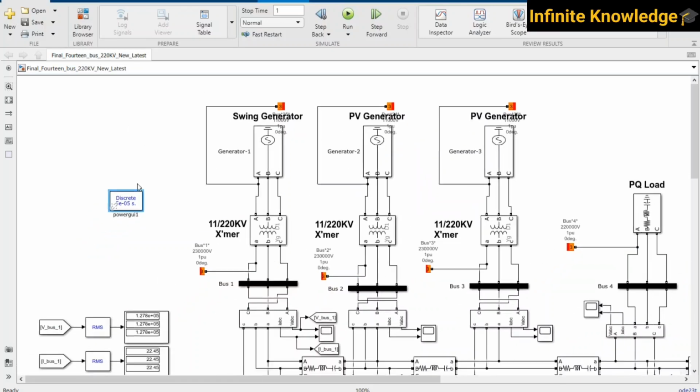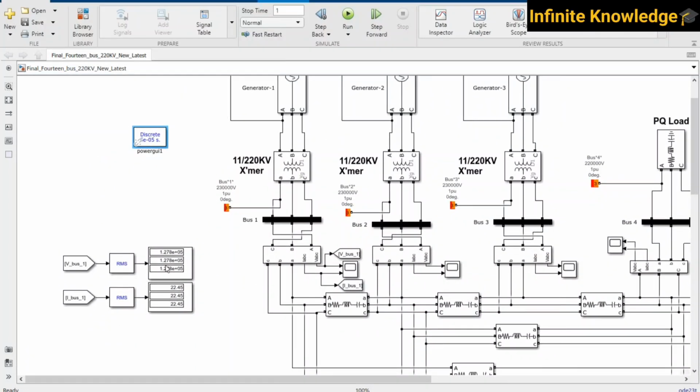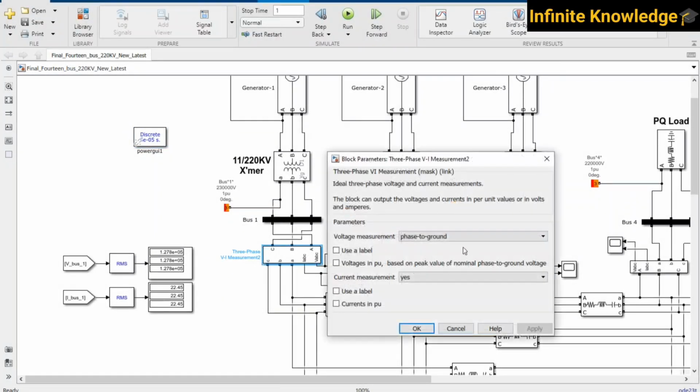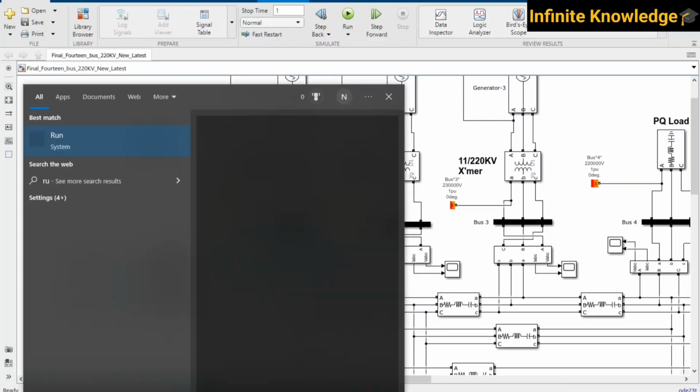If you want the load flow analysis, I just run the simulation and you can see some voltages coming over here. Again, this is a phase to ground voltage, and if you multiply 1.278 into 10 raised to 5 by 1.73, you will get nearly 220. If you want, we can do that.